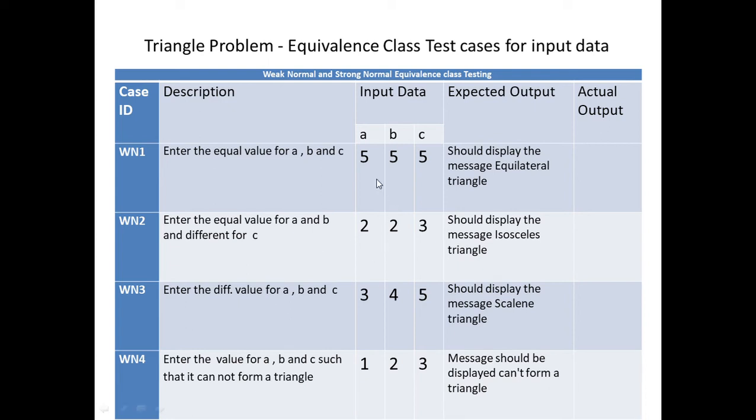So you're taking 5, 5, 5 for the equilateral triangle, and this is two sides equal, and this is for scalene triangle, and this is for can't form a triangle because it will not satisfy the precondition. So as I told, since there is no more classification, we have only one class, you are just combining both weak normal and strong normal test cases.